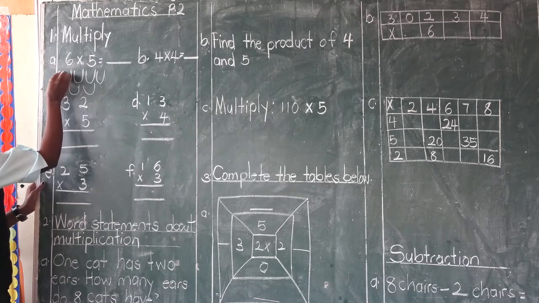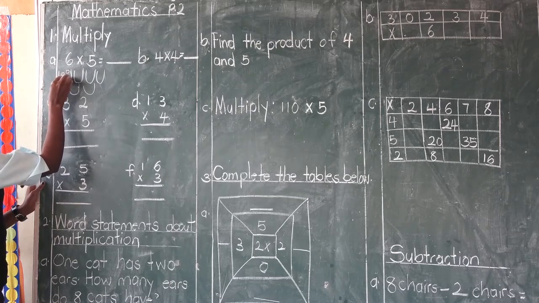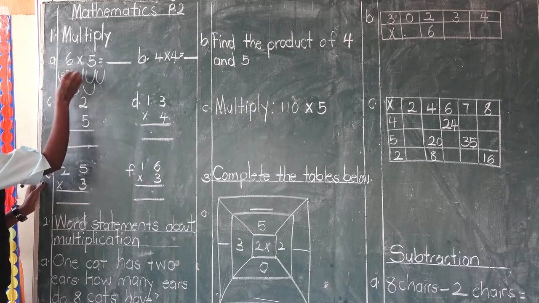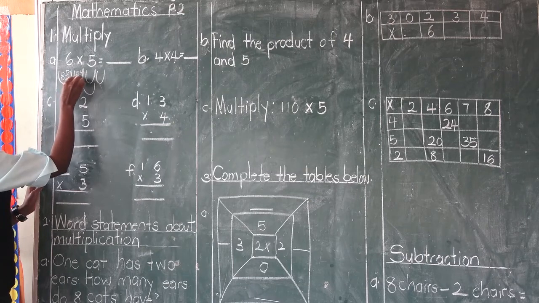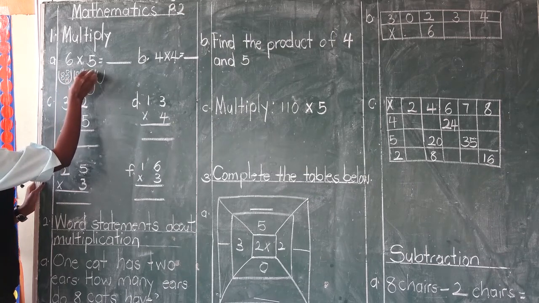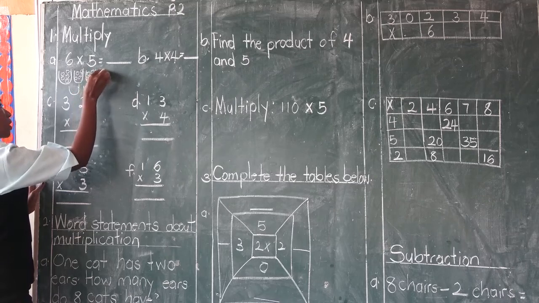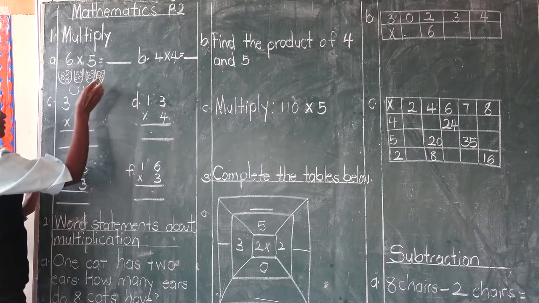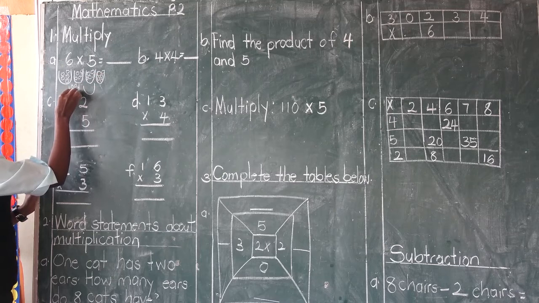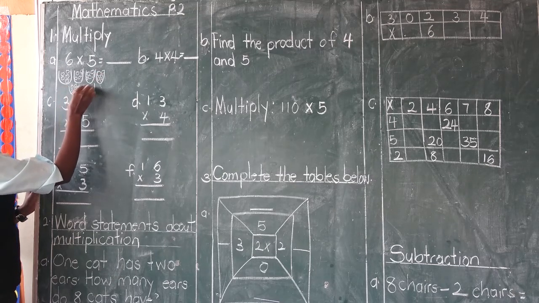Let's put them there. 1, 2, 3, 4, 5 in each of the 6 groups.